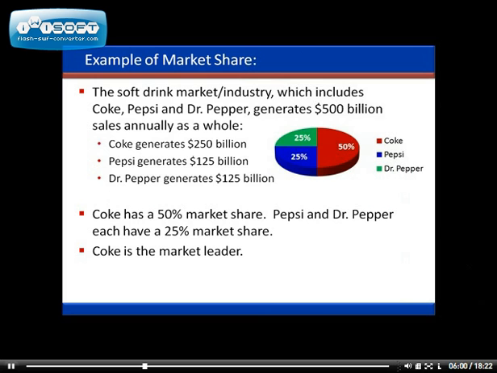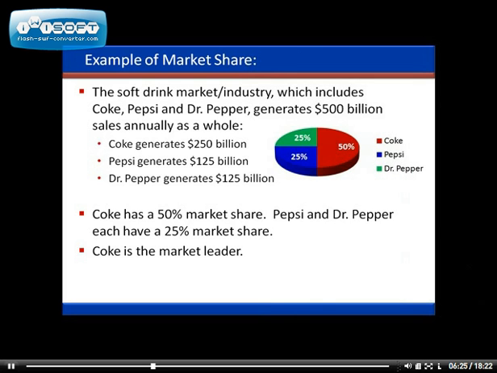And let's say that's a soft drink market industry. They generate $500 billion in sales annually as a whole. Well, if we look at these three competitors, or three companies that are involved in the soft drink market industry, we'll see that Coke generates $250 billion in the soft drink market industry out of the $500 billion of sales that were generated as a whole.